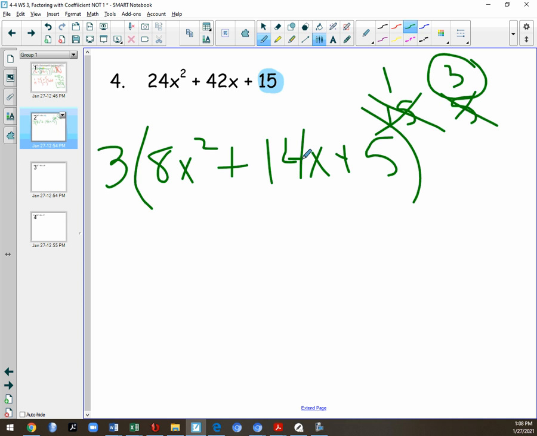Now, I need to go ahead and factor this into 2 binomials. And since I did the last problem the other way, I'll do it regular factoring. I'll do this problem with the x. So this gives me an 8. This gives me a 5. 8 times 5 is 40, and I need a 14.